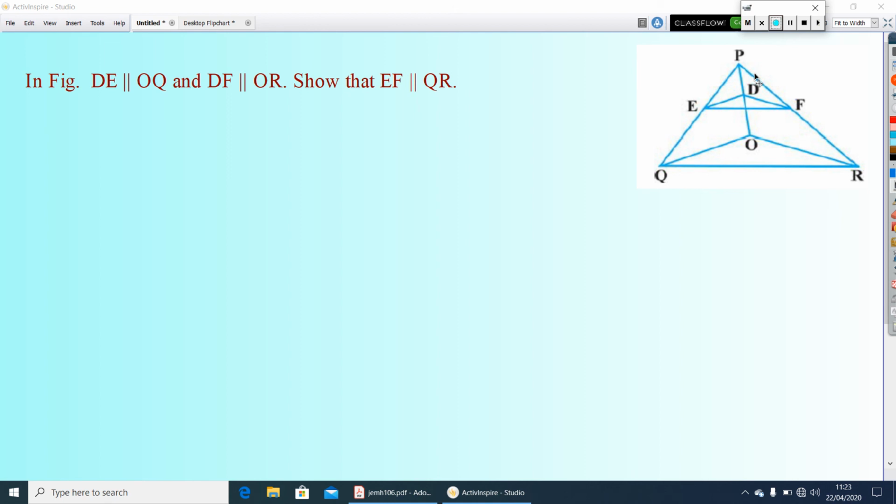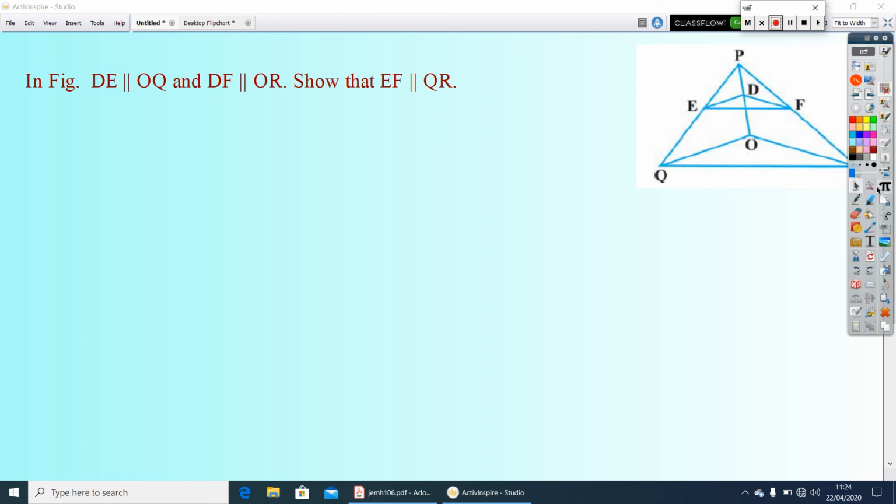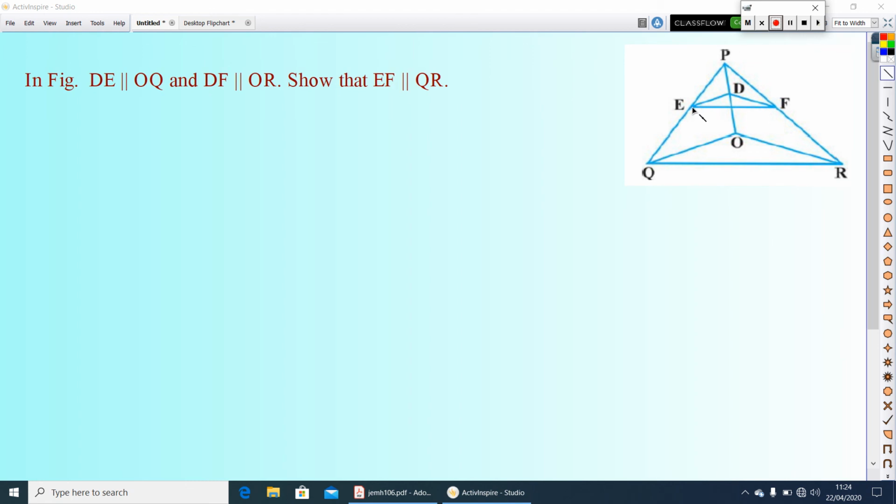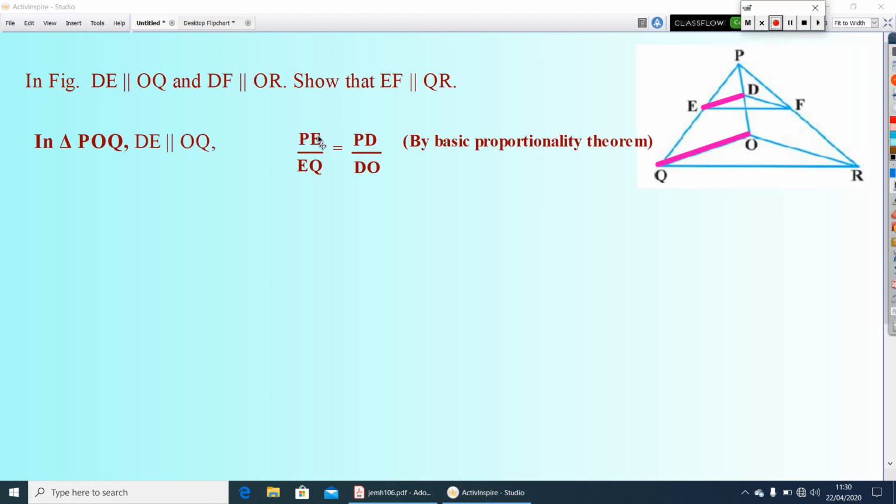Here DE is parallel to OQ and DF is parallel to OR. You have to show EF is parallel to QR. Since ED is parallel to OQ, in triangle POQ you can apply the basic proportionality theorem. That we can write as PE by EQ is equal to PD by DO by the basic proportionality theorem.